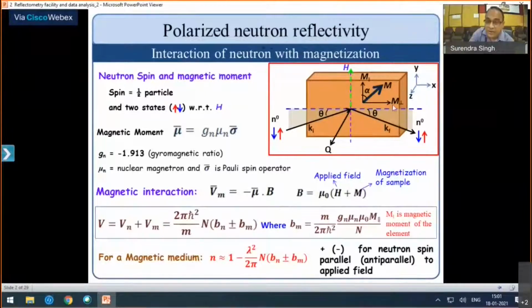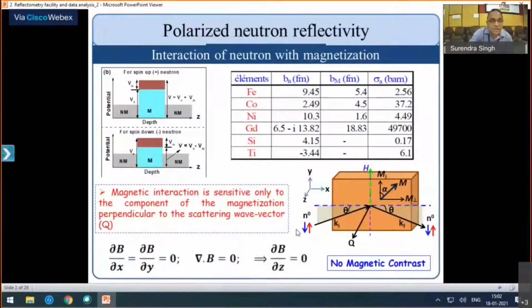In the same way we can get the refractive index, just like for unpolarized neutrons, where only the nuclear part was involved. So we can get n equal to 1 minus lambda squared by 2 pi times N times (bn plus or minus bm), where bn is the coherent scattering length, the nuclear one, and bm is the magnetic part. So you put that value and you will get bm as the magnetic scattering length.